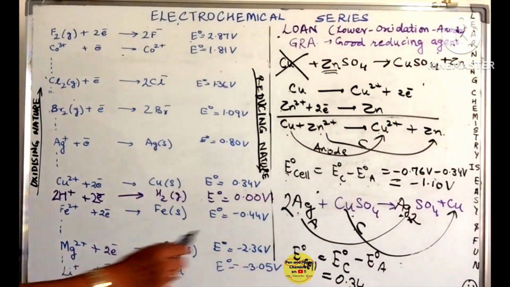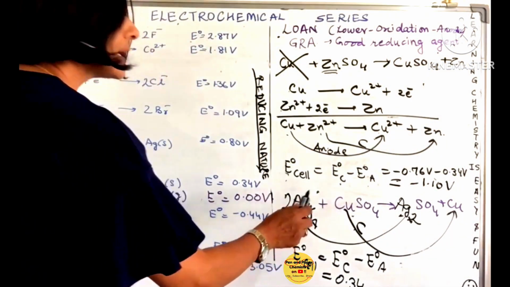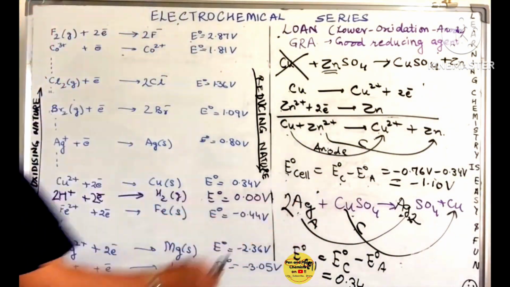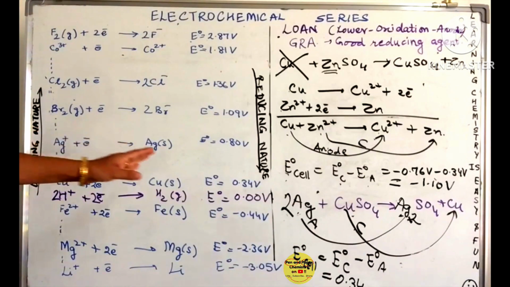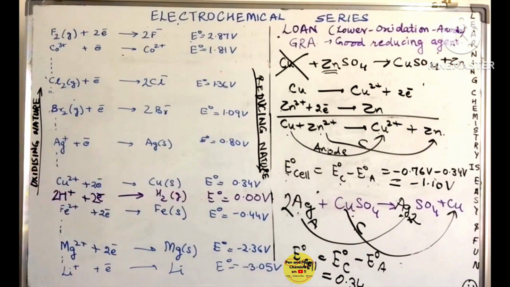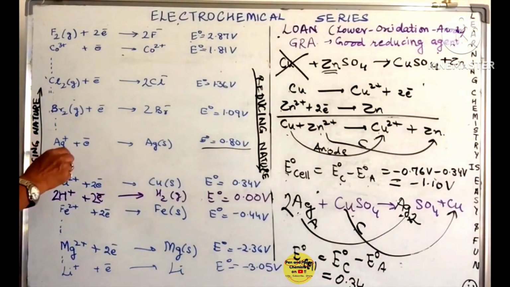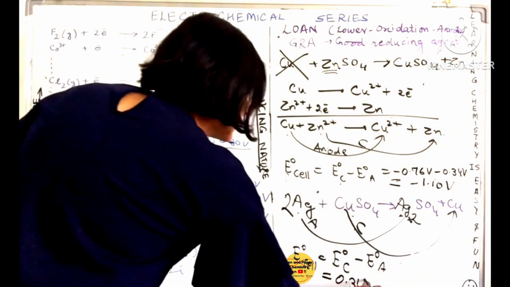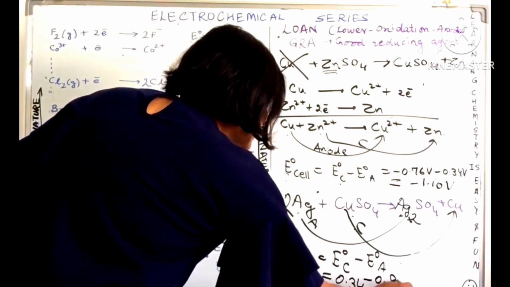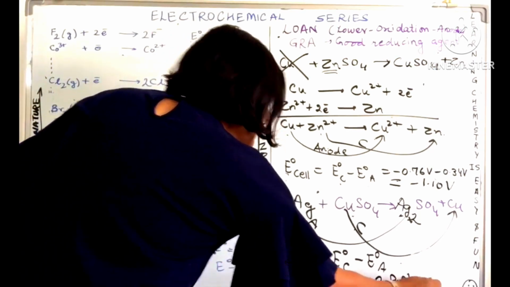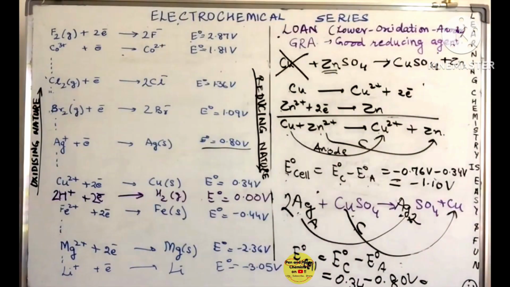Yes, this is what I was talking about. We will not multiply the 0.8 by 2 because it's an intrinsic property. 0.80 volts, that's it. If there is a 2 over here, you do not multiply by 2 here. Negative 0.80 volt. This gives you a value of, go ahead.